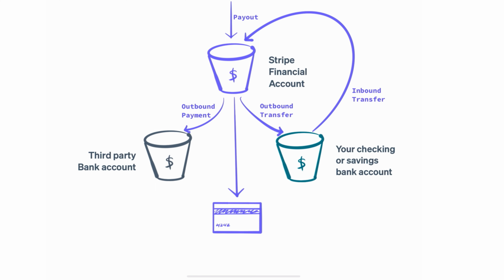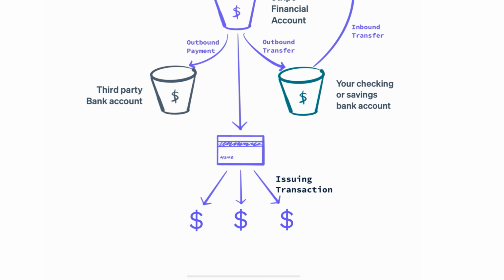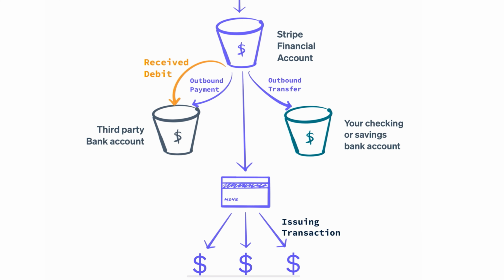That way, when you swipe the card later, those funds are deducted from your financial account. Each of these represents an issuing transaction, which you can authorize in real time with a webhook. And because a Stripe financial account has an account and routing number, money can also be pulled from the financial account by a third party via a received debit.